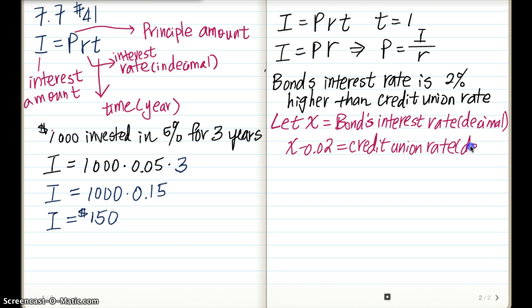Again, why did I do 0.02? Because I'm using decimal notation and we were told that it's 2% higher. So the credit union rate will be X minus 0.02.